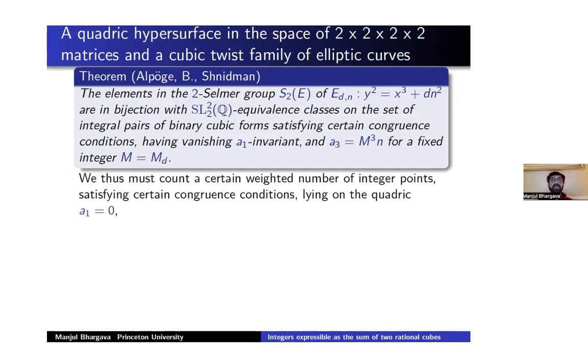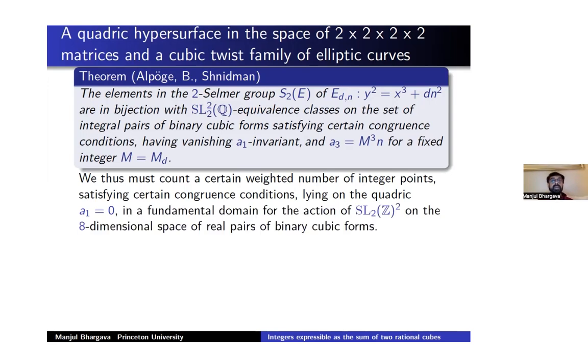And so in order to determine the average size of the two Selmer group now across any cubic twist family, we have to count a certain weighted number of integer points, satisfying certain congruence conditions, lying on a quadric A1 equals 0, in a fundamental domain for the action of SL2Z squared, on the eight-dimensional space of real pairs of binary cubic forms. Okay, so I hope this sentence now kind of makes sense based on the parameterization that we've worked out.